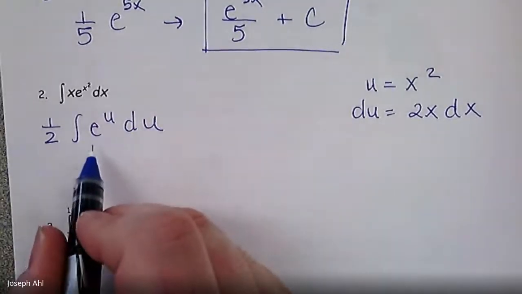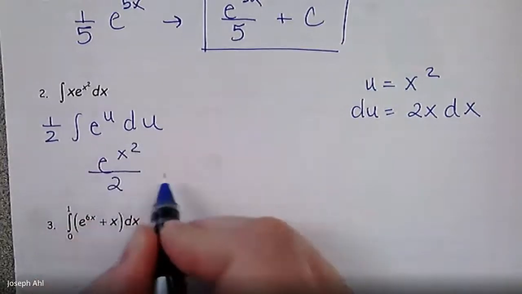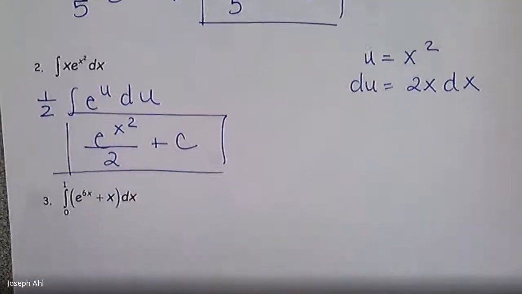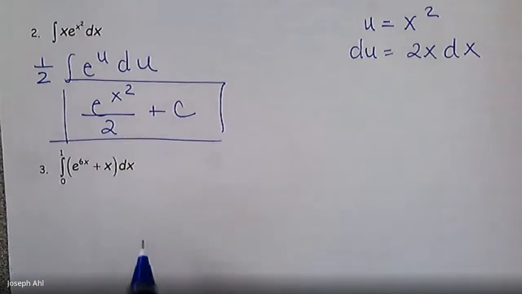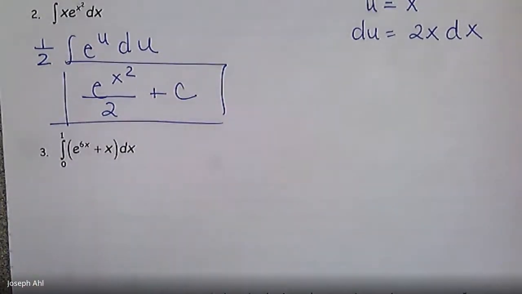So we're going to get e to the u, which is e to the x squared, all over 2, and then plus c, final answer. And these tend to go pretty quickly once you get the hang of things here. So I'll leave it up to you if in this last case you want to do a u substitution for something like e to the 6x.